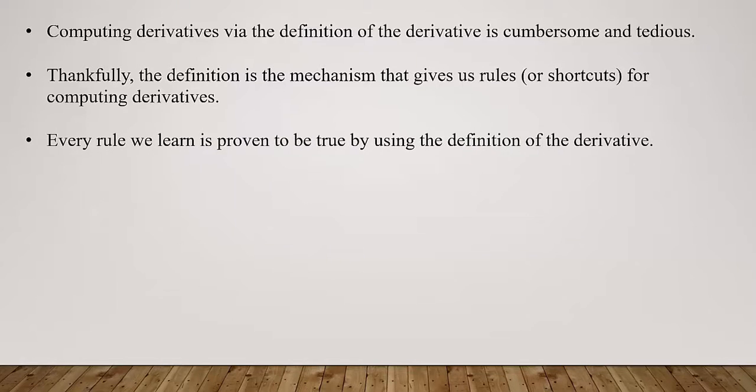Every rule we will learn is proven to be true by using the definition of the derivative. And going ahead, there will be occasions when we have to appeal back to the definition of the derivative in creating some rules. And we kind of have to do that. In my mind, I use it as a last resort because the definition of the derivative is cumbersome and tedious.